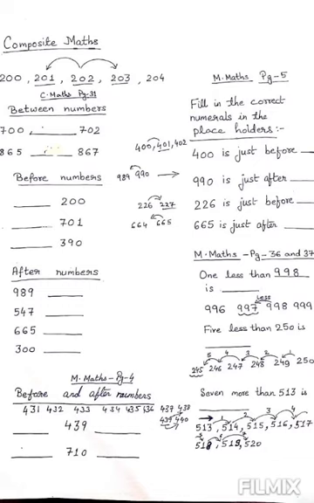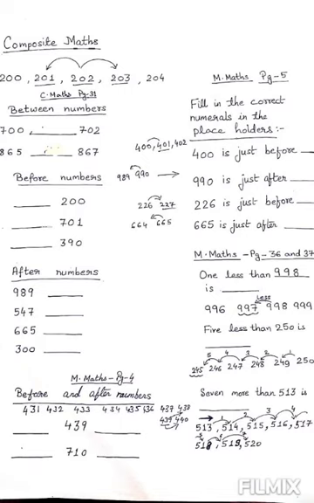Then finding out the after number. We will count the number on the right hand side. So 989, then 990. 547, after 547, 548. 665, then 666. 300, then after 300, 301.